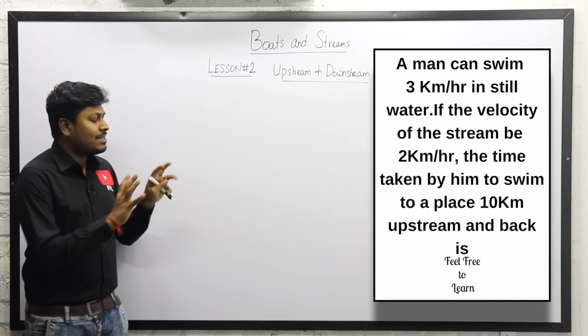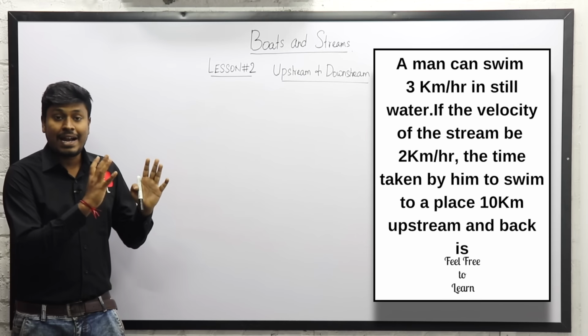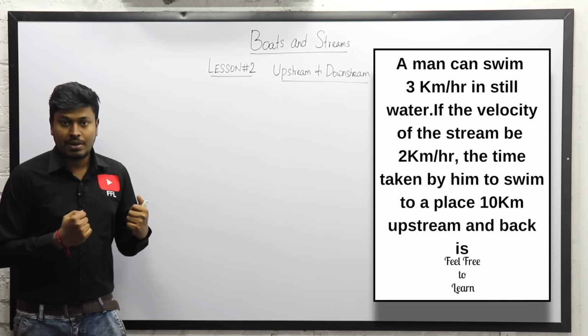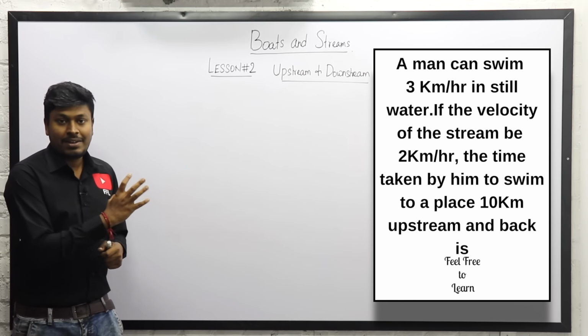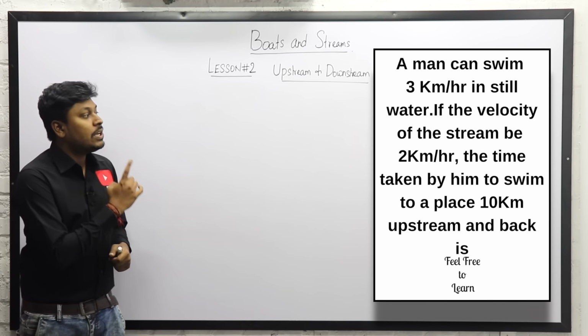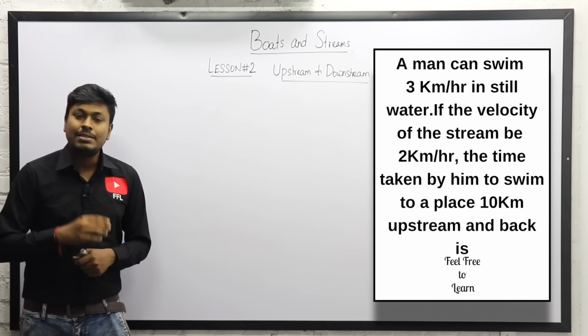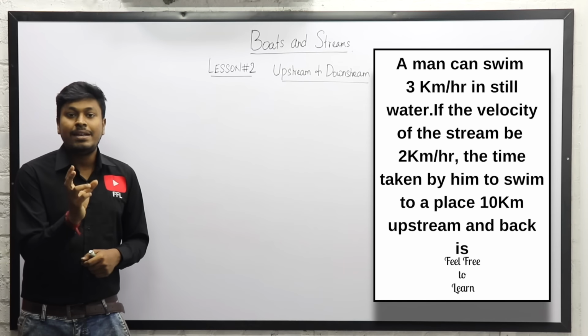First we can see what data is given. First let me analyze the question and then we can solve it, right? So what data is given? A man can swim 3 km/h in still water. What is the meaning of it? The man's speed is given initially.